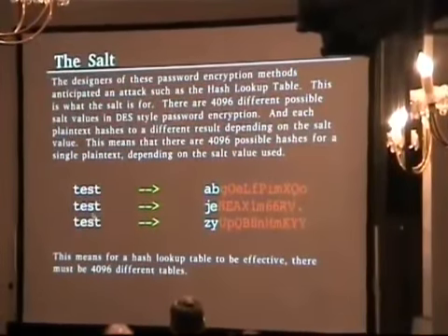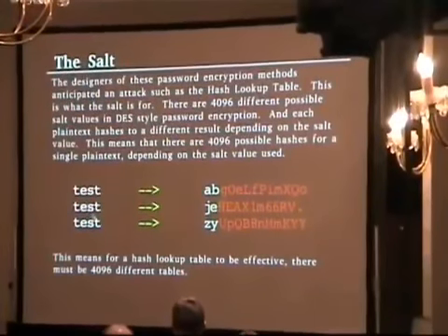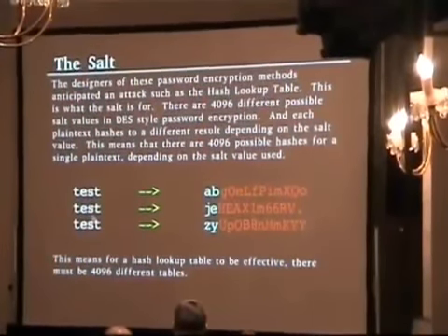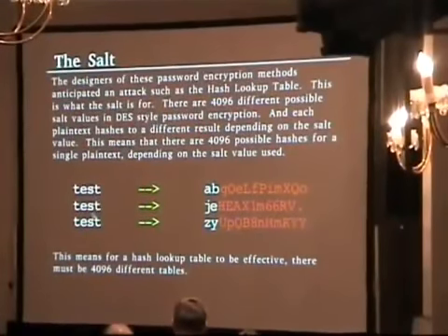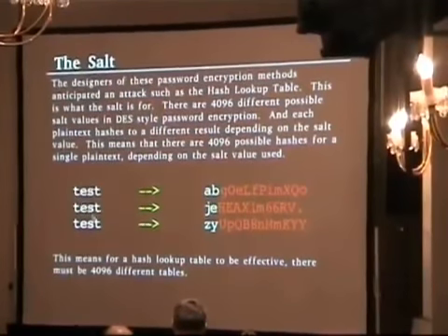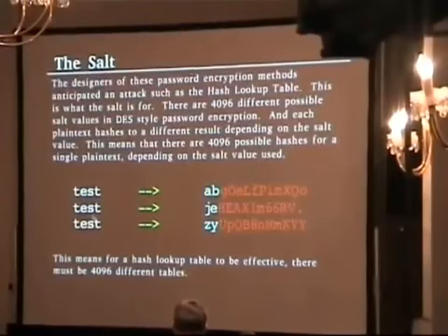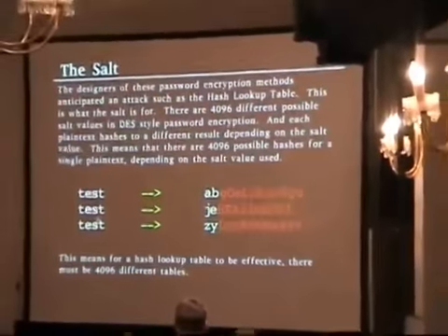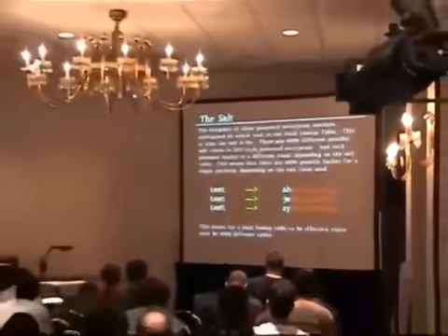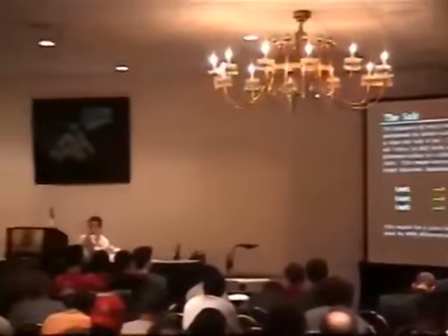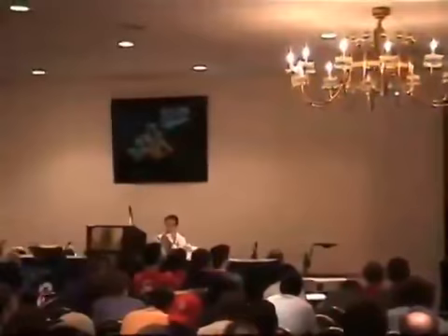And so basically, the idea of a salt is to prevent people from just making a giant lookup table. Since there are 12 bits of salt for DES-style passwords, that means test actually encrypts to 4,096 different ciphertexts, each with a unique salt. So you see how it encrypts to all these different things with these different salt values, but it's the same plain text.